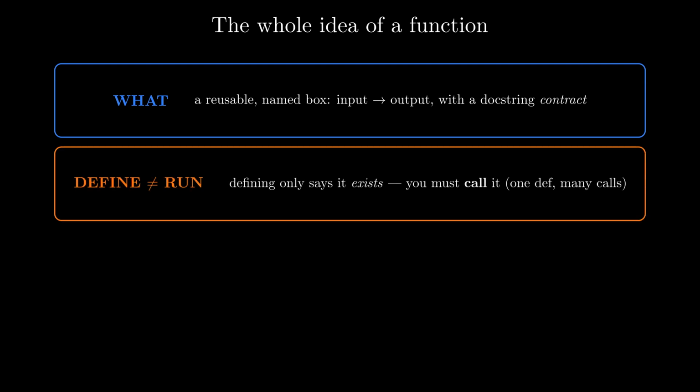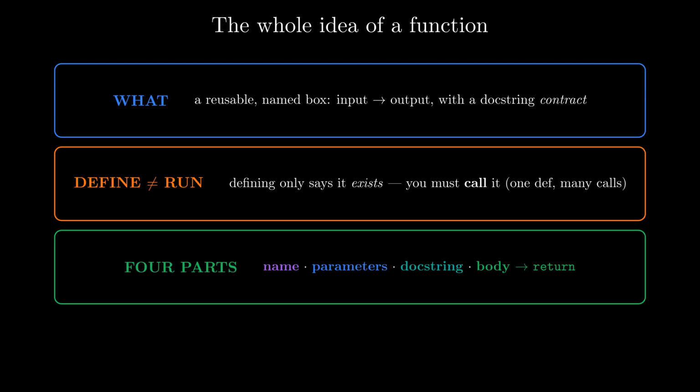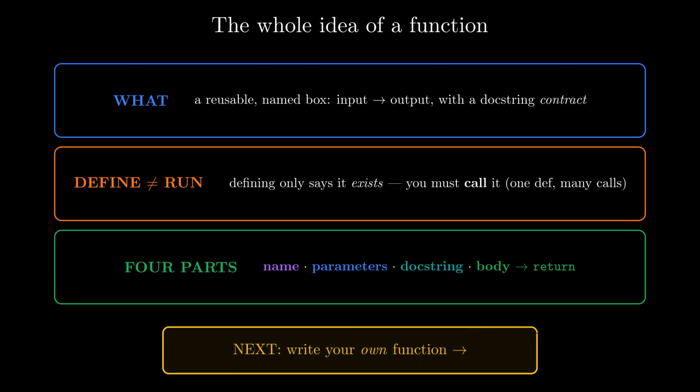Defining a function only tells Python that it exists. It does nothing until you call it, and one definition can serve 100 calls. And every function is built from the same four parts: a name, its parameters, a docstring, and a body that ends by returning a value. Next, you will write one of your own.